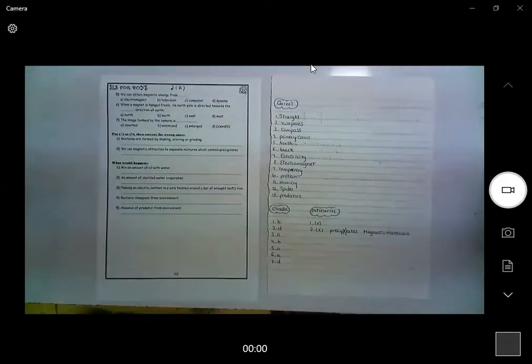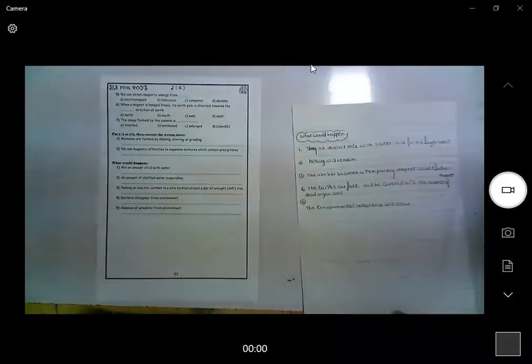Put right or wrong, then correct the wrong one. Number 1, mixtures are formed by mixing, stirring, or grinding. Of course, it's correct. Number 2, we use magnetic attraction to separate mixtures which contain precipitates. Of course not, but which contain magnetic material. We use the magnet to attract magnetic material.